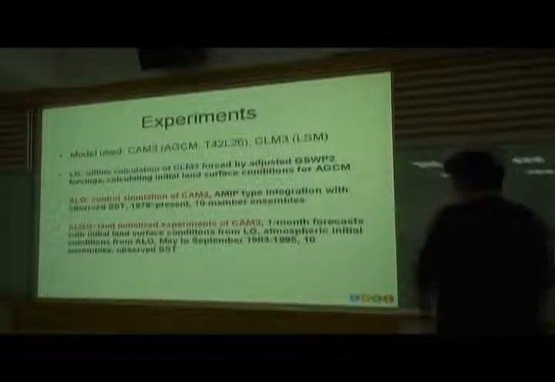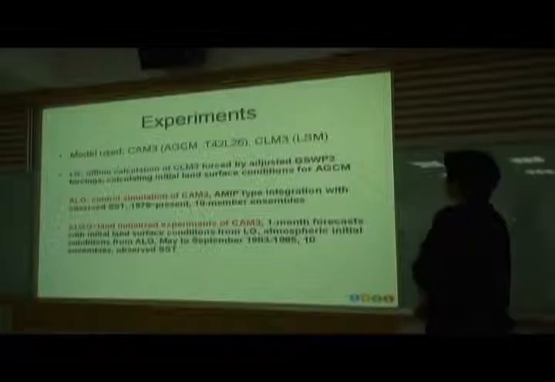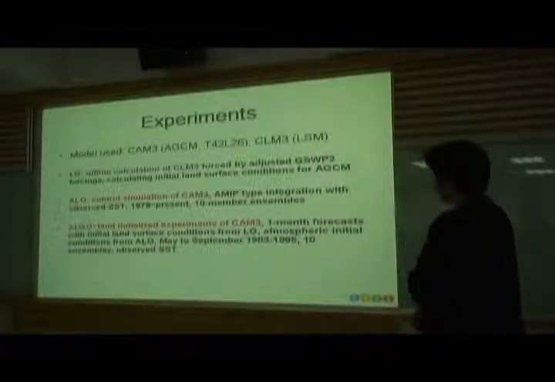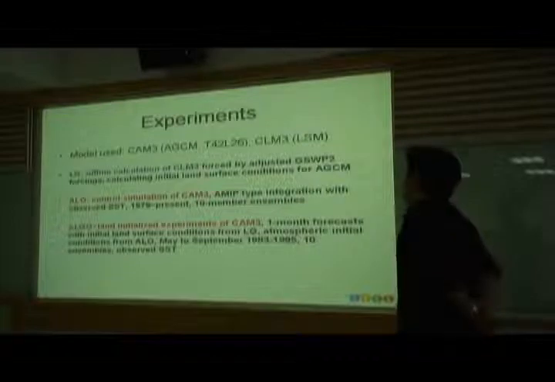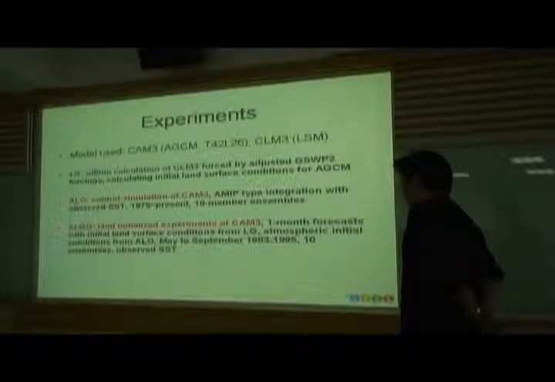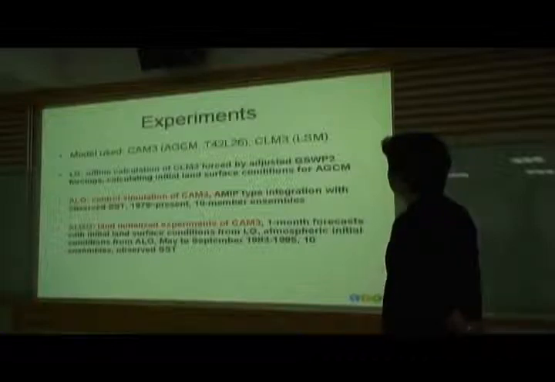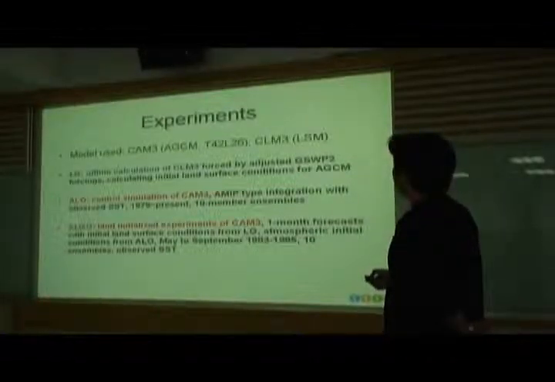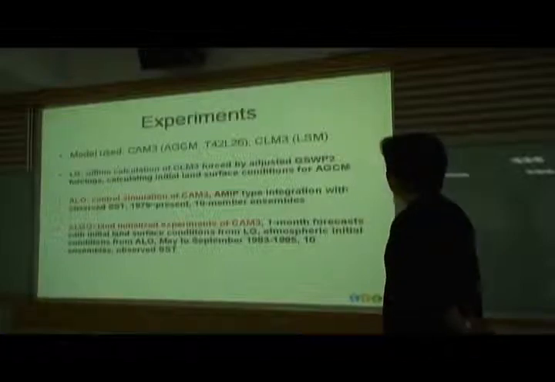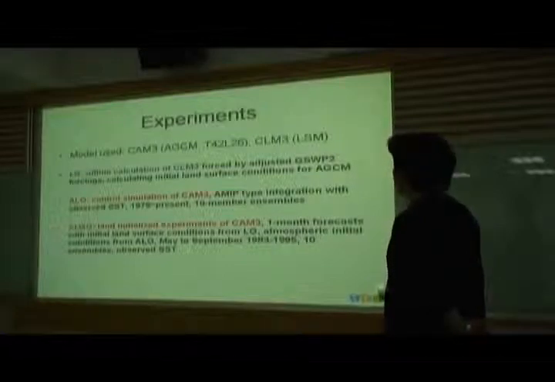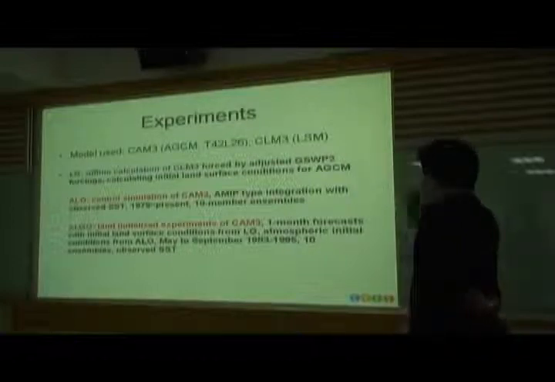Now I have the experiments to investigate its impact. The impact of the initial land conditions on seasonal forecast is verified using this series of experiments. The LG simulation is an offline calculation of the land model of CAM3, driven by the adjusted GSWP forcings, and calculating the initial land conditions for the AGCMs. So L means land model and G means GSWP.